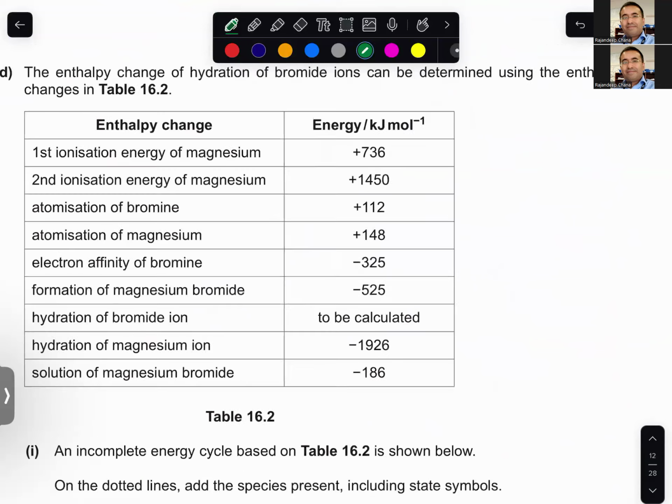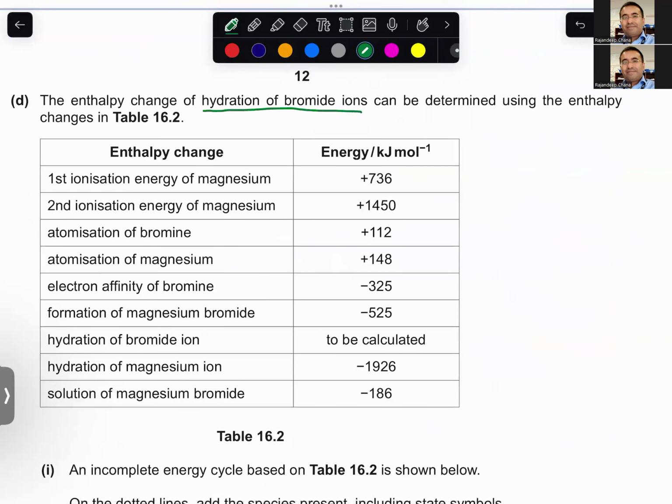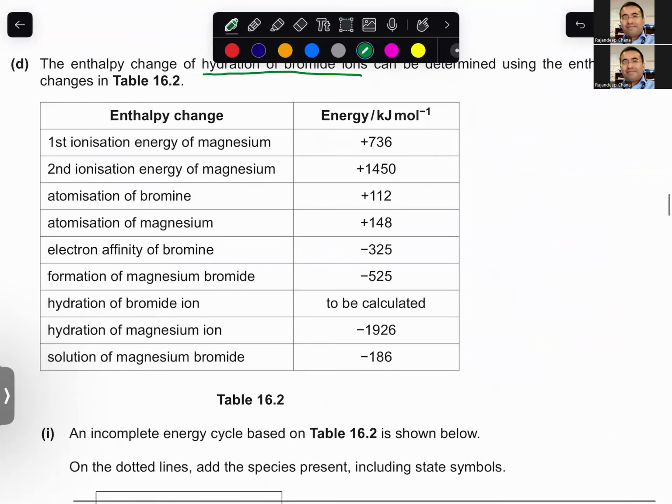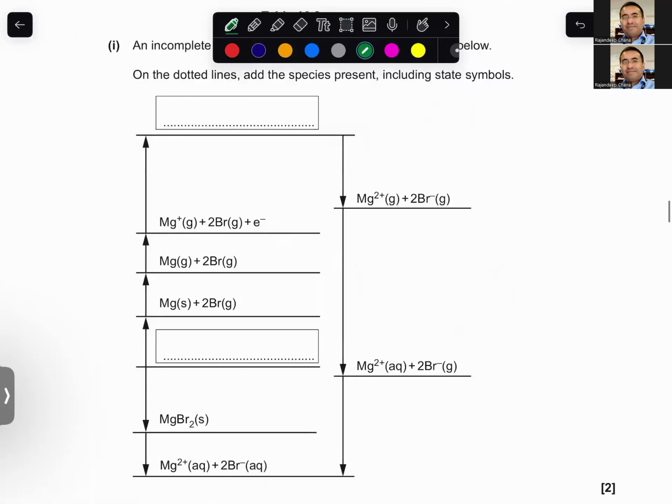What you've got here, the enthalpy change of hydration of bromide ions can be determined using the enthalpy changes below. Now, this is an interesting question. These are not very common. What they've done in this question, they've combined a Born-Haber cycle to do with atomization, formation, atomization, electron affinity, and they've combined it with the enthalpy change of solution cycle. So this is like two cycles combined into one. And so it's easy to get a little bit perturbed, but we are going to stick to our rules that we've learned with Hess's law, that the overall enthalpy change is irrespective of what route is taken.